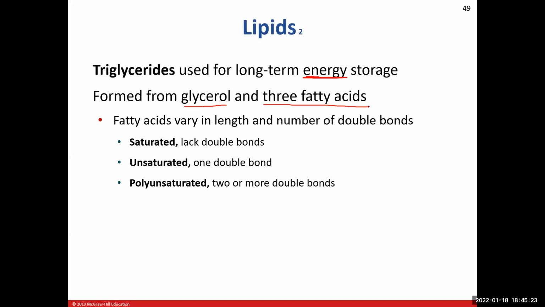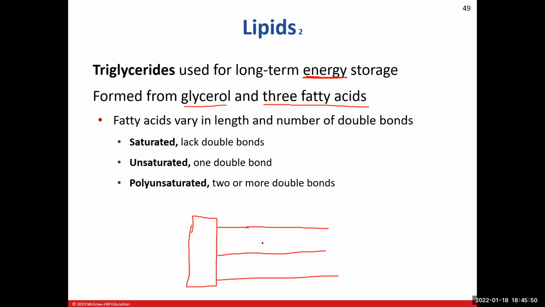A triglyceride is a glycerol group. We also refer to the glycerol group as the glycerol backbone. And then it will have attached to it 3 fatty acids. They're these long chain-like structures that come off like that. And those fatty acids can vary. They don't have to all be the same length. Some might be longer than others.